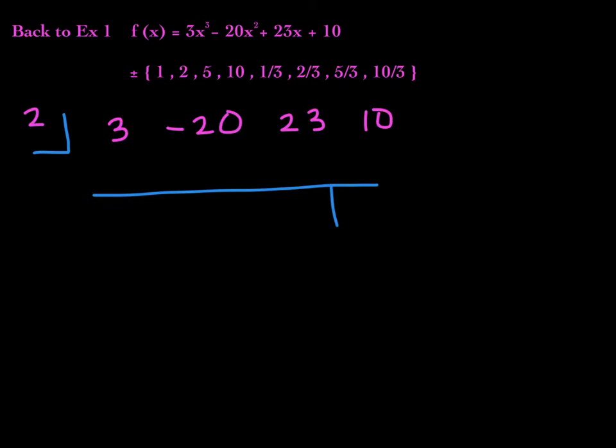Okay, so let's drop the 3. 2 times 3 is 6. Negative 20 plus 6 is negative 14. 2 times negative 14 is negative 28. 23 minus 28 is negative 5. Oh, look at this. 2 times negative 5 is negative 10. And then this is 0. Awesome. So we just found a 0 for our function.